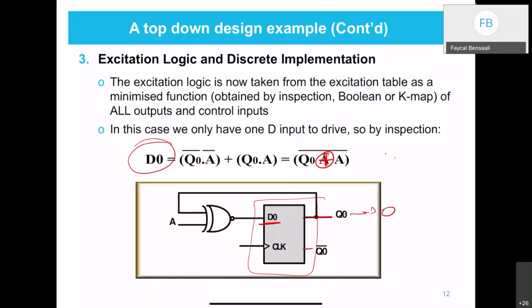Now, D0 is equal to A XNOR Q0. So this is the input A of my circuit. You can just put whatever you want on A, assuming that this is a reset 0, and then you will get what we want. So if A is 0, the Q0 will be the opposite of what it was before. If A is 1, the Q0 will stay as it was. Is this clear?